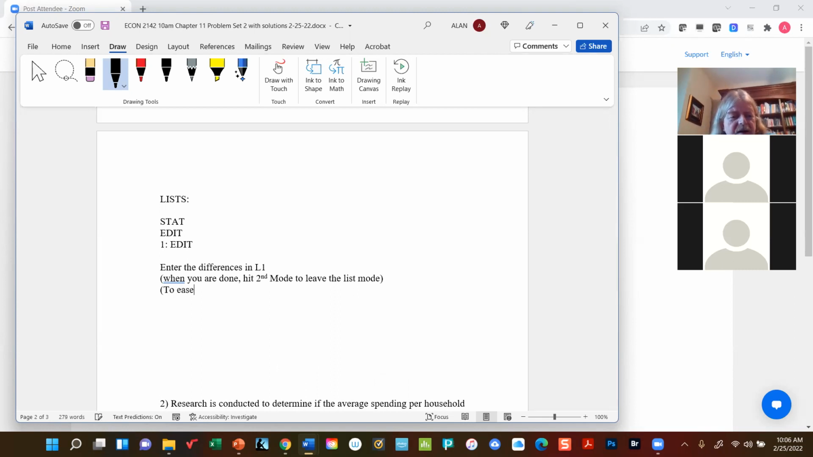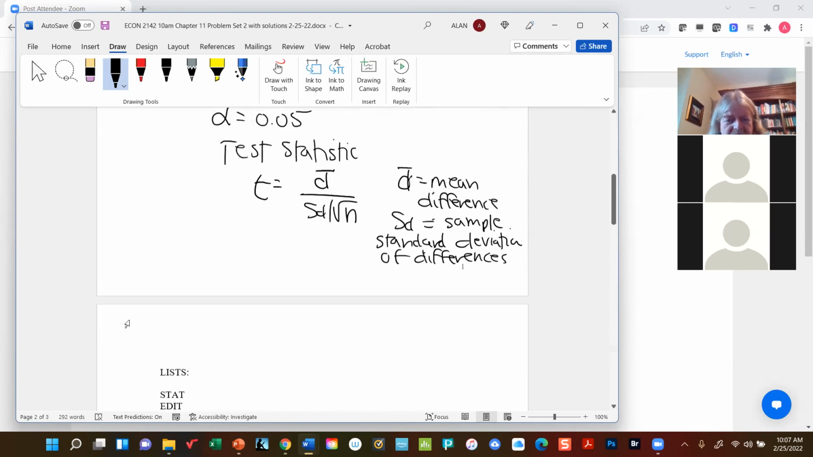To erase old data, go to the top heading of the list and hit clear, which is way over in the far right corner of the calculator. All right, so let me scroll this back up again so you can see it.